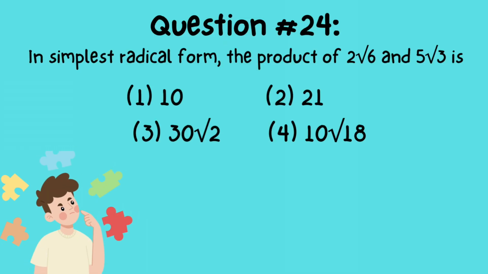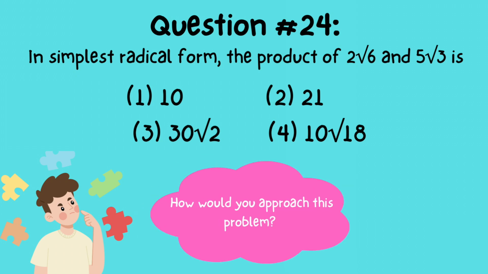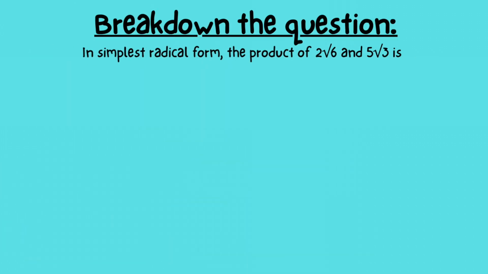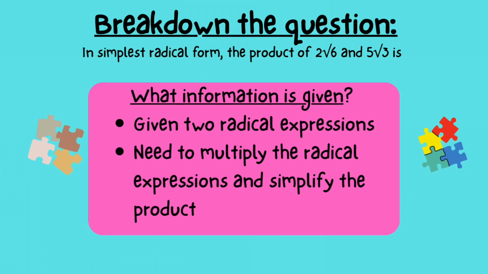Question 24 reads, in simplest radical form, the product of 2 times the square root of 6 and 5 times the square root of 3 is... Pause the video and comment how you would solve this problem below. Let's break down this question. We know we are given two radical expressions, and we need to multiply the radical expressions and simplify the product.